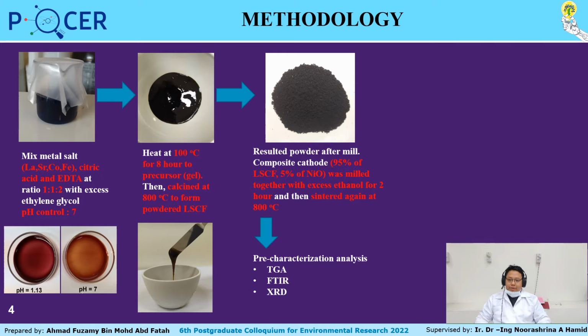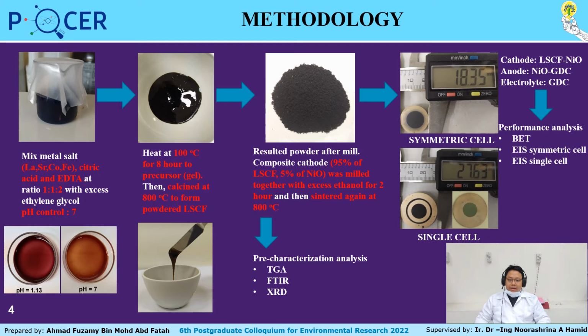To produce a composite cathode, 95% of LSCF powder was mixed with 5% of nickel oxide. The powder mixture was milled together with ethanol for 2 hours and sintered at 800 degrees Celsius for 6 hours. The resulting LSCF-NiO powder will then be sent for characterization and symmetric cell processing. The symmetric and single cell processing will be done via screen printing and the result is shown in figure C.